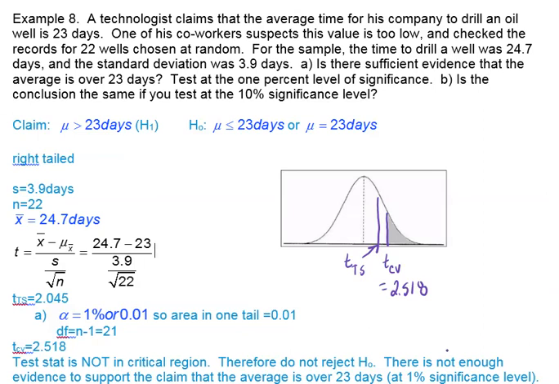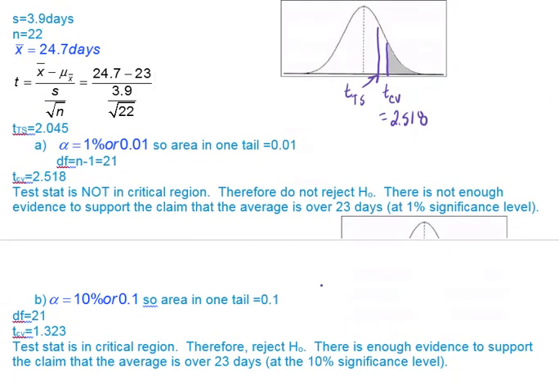So the second part of the question says, test it at the 10% level. Most of this question is still the same, right? Our claim is still the same, it's still right-tailed. Our test statistic is still going to be the same calculation. What's going to change, though, is our diagram. So let's put another diagram in here.